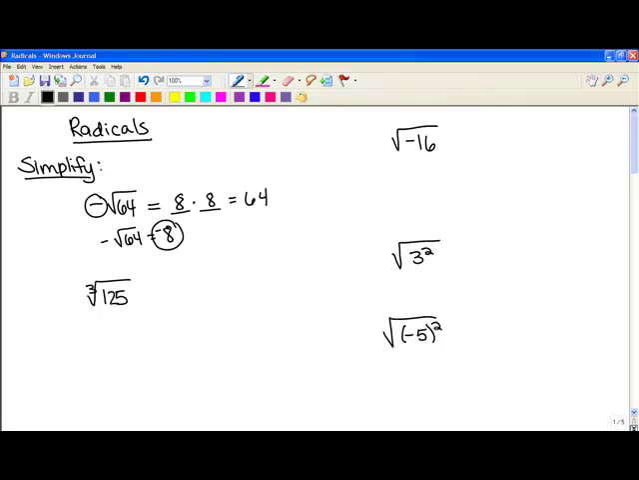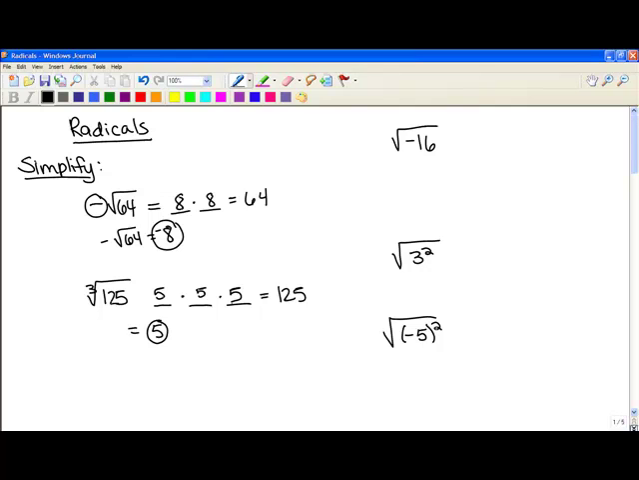Now let's look at a cube root. The cube root of 125. We need to think about what number multiplied by itself will equal 125. We have to have the same number multiplied by itself 3 times. If we take a look at that, 5 times 5 is 25, times 5 again is 125. So this cube root of 125 equals 5.